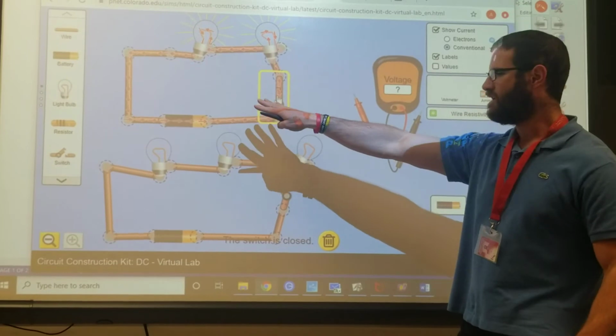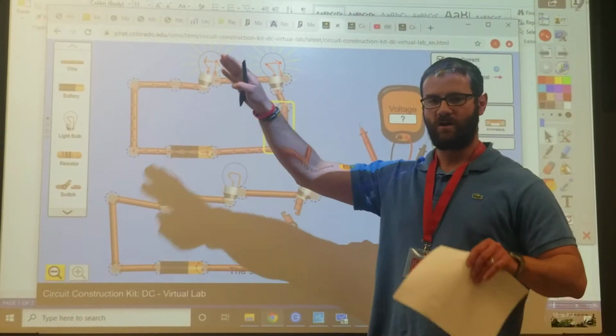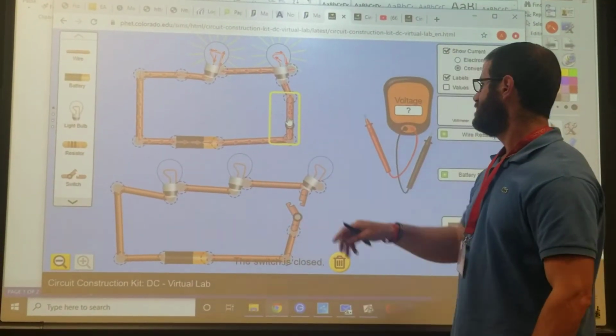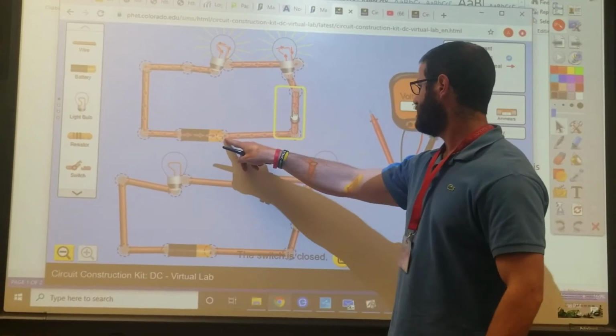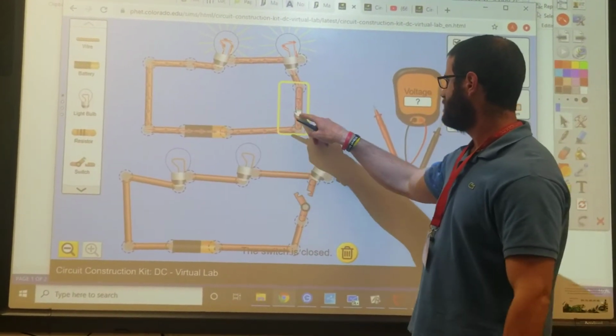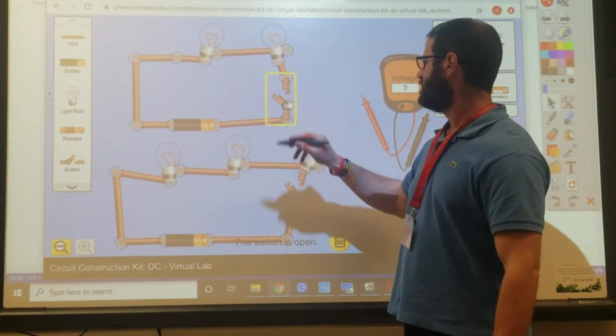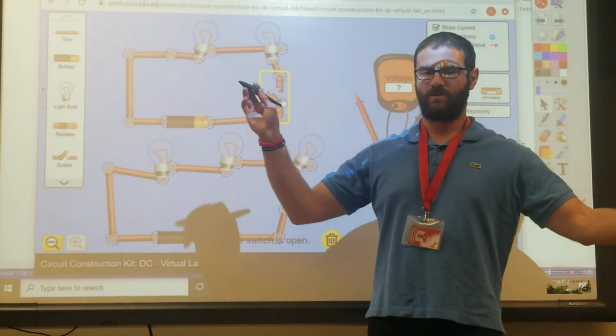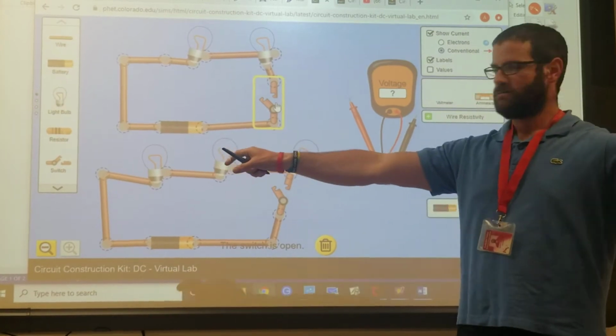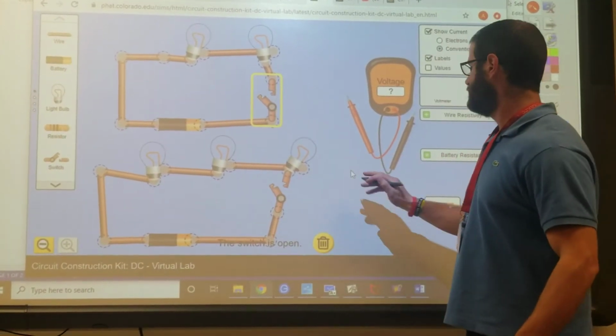We'll come back to this in a little bit when we talk about the specific types of circuits. But again, we can see a closed path. We've got a source of voltage, and we've got current flowing through the circuit. And if I open it back up, now I've opened the circuit, I've broken the circuit, there's not a closed path for the charge to flow.